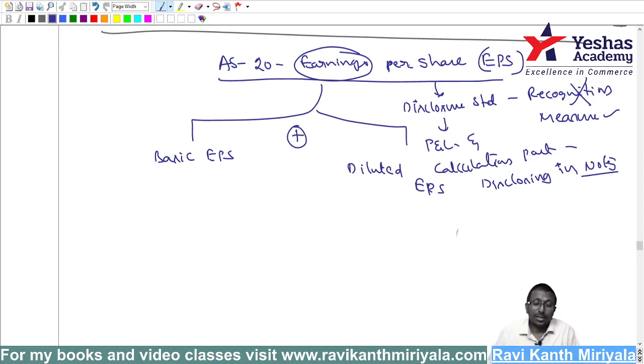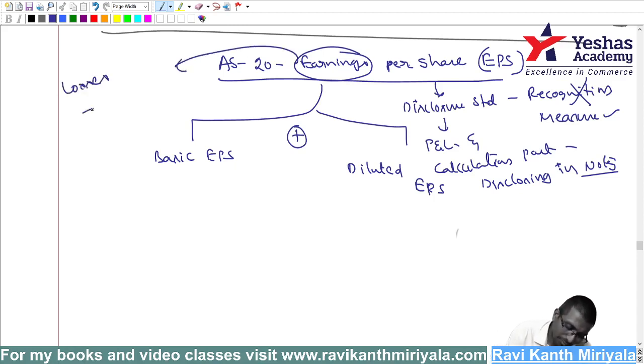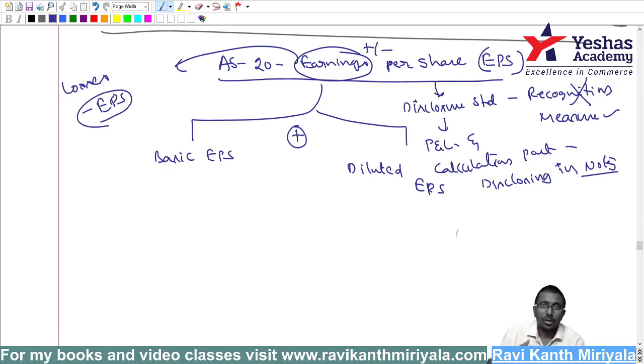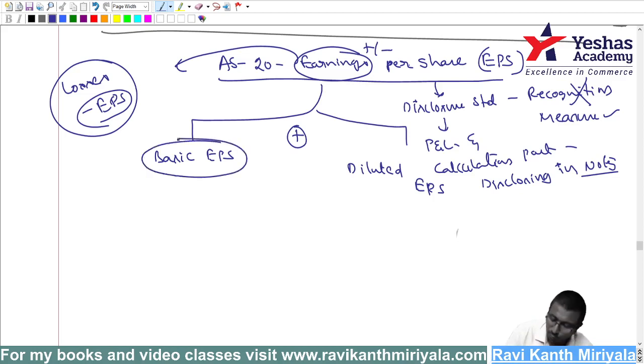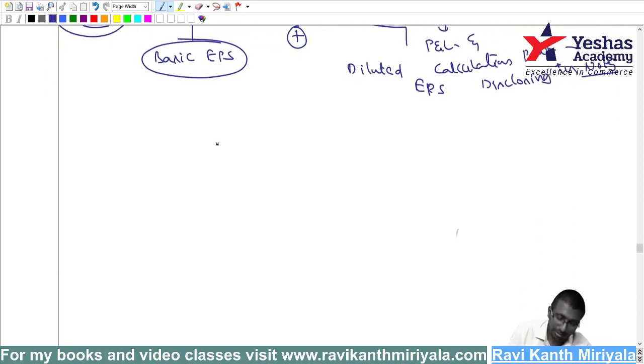When I say, sir, my company has got losses, then what will happen? A negative EPS will be there. This is not profit per share; this is earnings per share. Earnings means a neutral number, it can be positive or negative. Positive earnings are called profits, negative earnings are called losses. If losses are there, your EPS is going to be presented as negative, but you have to present it. Got it? So let us first focus on the first topic, basic EPS. It is not small, but it will take a considerable amount of time.